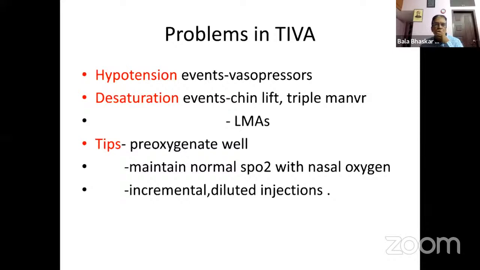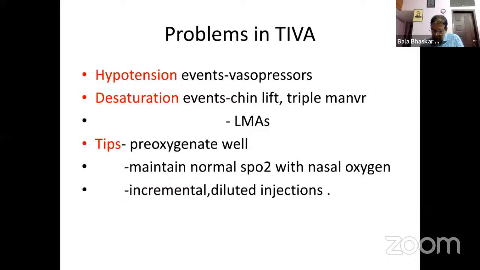Desaturation events are likely throughout the procedure, and from the beginning itself, this has to be managed with chin lift, triple maneuver, and if necessary, laryngeal mask airways or any other supraglottic airway devices. Tips to overcome desaturation events are to pre-oxygenate the patient well with 100% oxygen before inducing, and maintain normal SpO2 with nasal oxygen devices. And by giving incremental diluted injections, we can prevent the desaturation events.